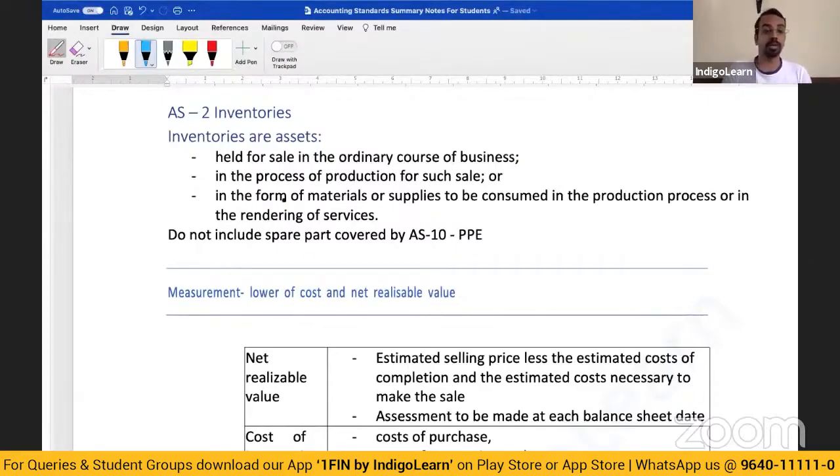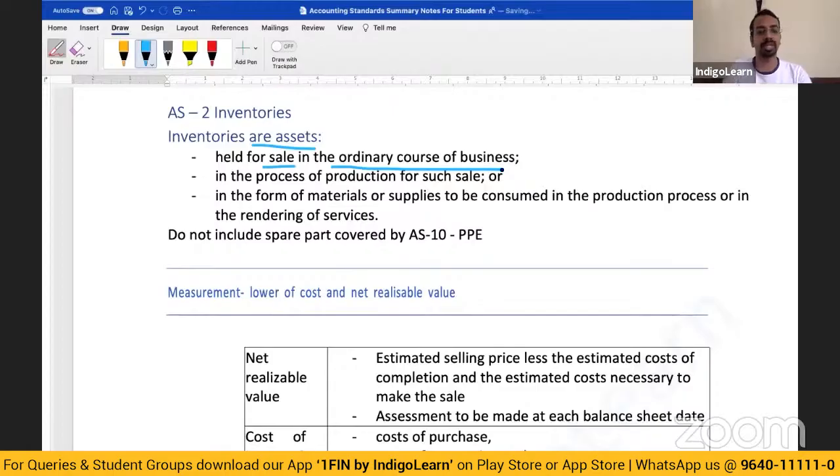Okay, so let's get on to AS2, accounting standard on inventory. What are inventories? These are assets, right? So assets means you will get future economic benefits from these resources. They are held for sale in the ordinary course of business. Now, the first aspect covers those assets which are held for sale in the ordinary course of business.